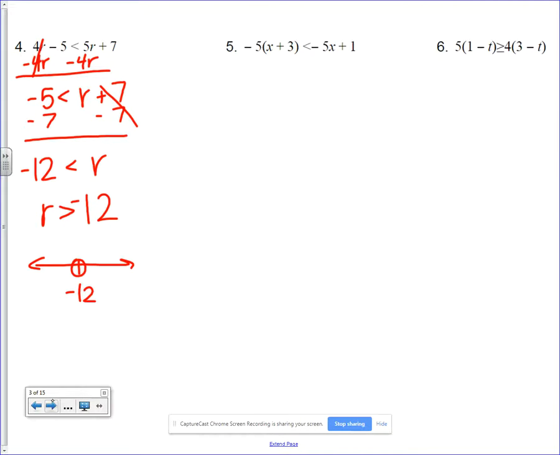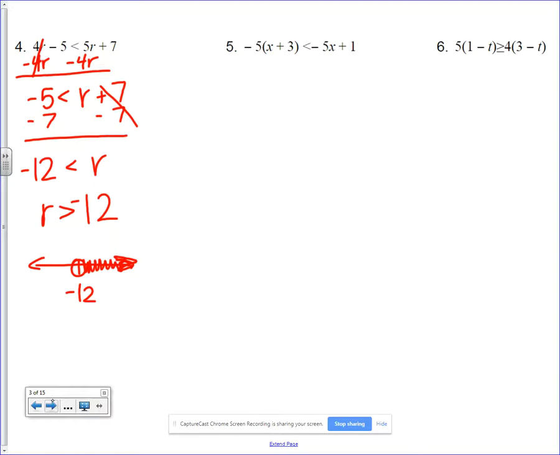Which way am I going to shade? Which way does the arrow point? To the right. So you all, tell me an answer that works. 14 works. Does negative 14 work? Negative 14 would be over here, wouldn't it? Which is not shaded, so it would not work.